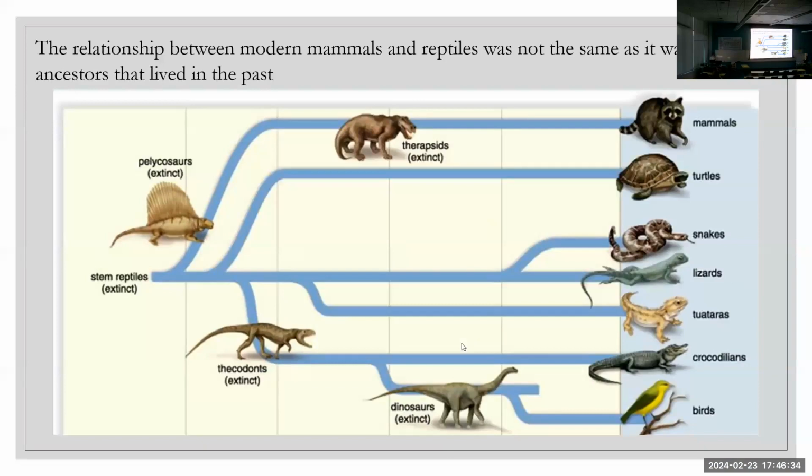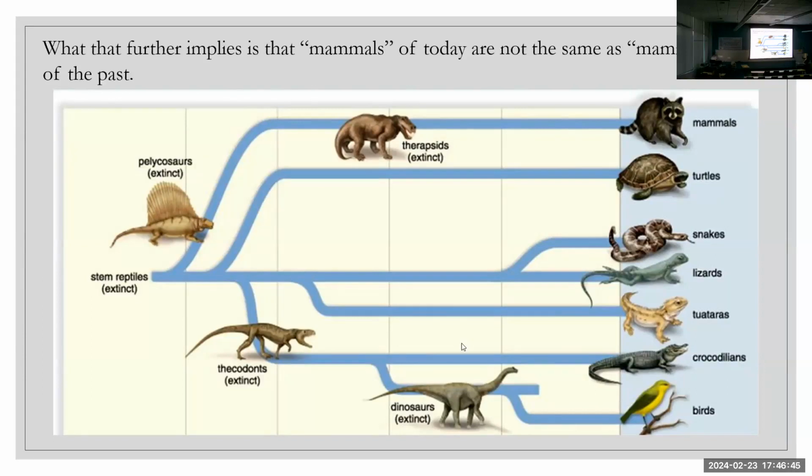So the relationship between modern mammals and reptiles is not the same as what it was for their ancestors that lived in the past. And further, it implies that mammals today are not the same as mammals that lived in the past. If you look at this lineage going back hundreds of millions of years, this is what was on the mammal side of things.